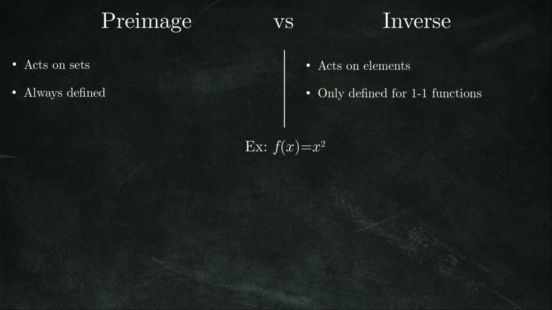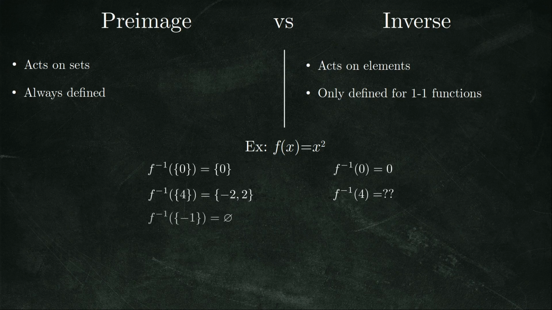So let's look at an example here. We can calculate the pre-image of 0, which is just the set containing 0, and we could work out the inverse of 0, which is 0. We could work out the pre-image of 4, which is the set containing -2 and 2, but there's no inverse of 4. Similarly, if we want to do the pre-image of -1, well, this is the empty set. But again, there's no point that is the inverse of this, so it's not defined.